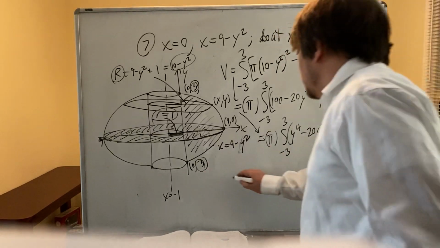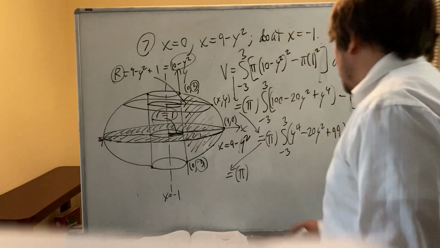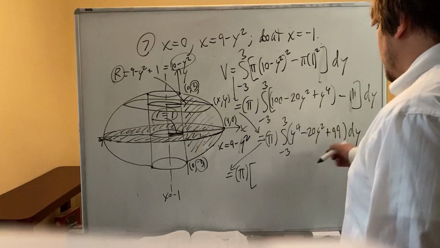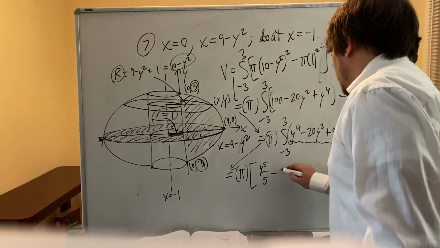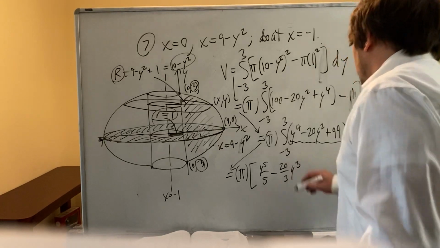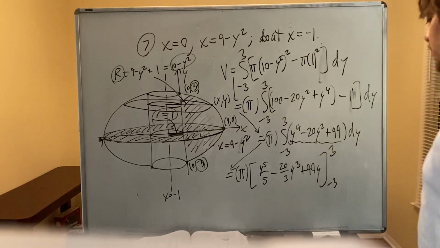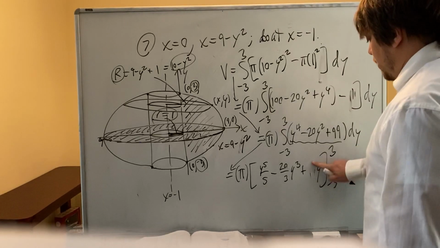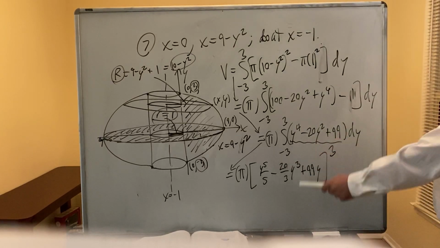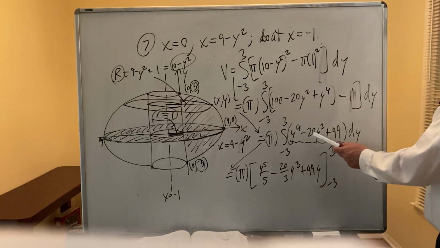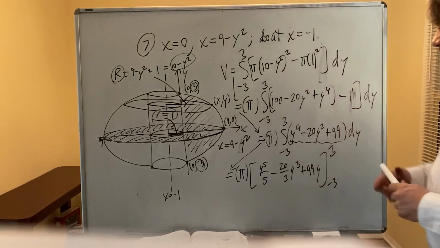Very good. And so now that's equal to pi times an antiderivative of the integrand function, which is y to the 5th over 5 minus 20 y cubed plus 99y, evaluated from -3 to 3. Okay, so this is using the evaluation theorem. An antiderivative of y to the 4th is y to the 5th over 5, an antiderivative of 20y squared is 20 over 3 y cubed, and an antiderivative of 99 is 99y. So you evaluate from -3 to 3.